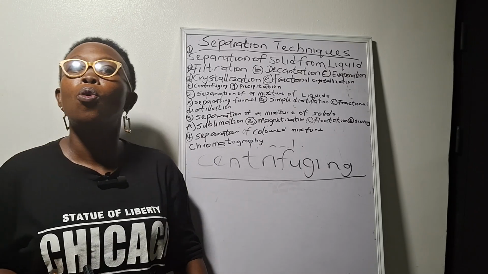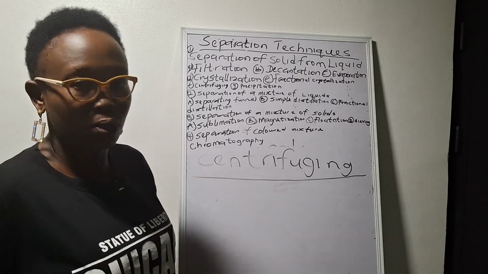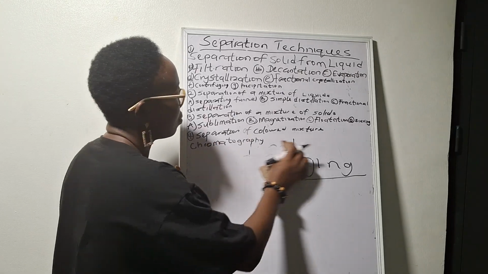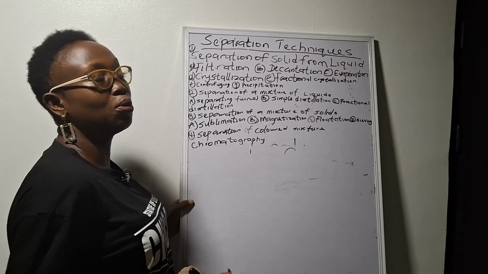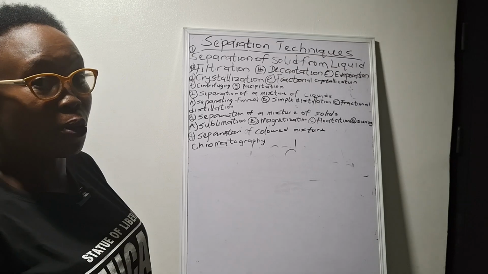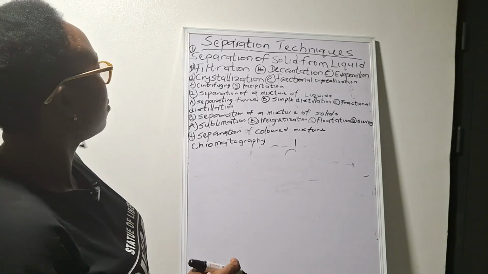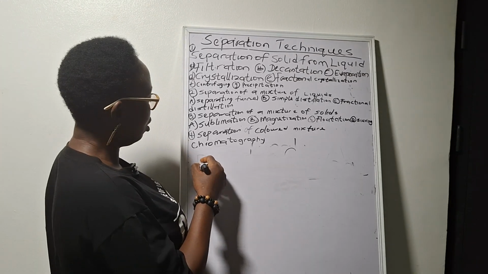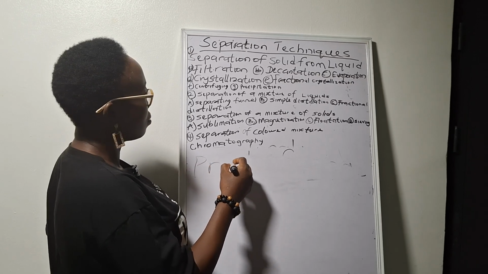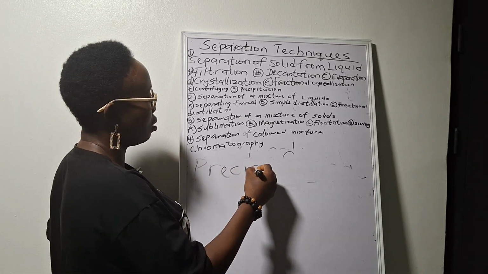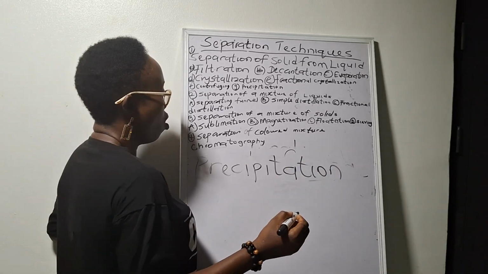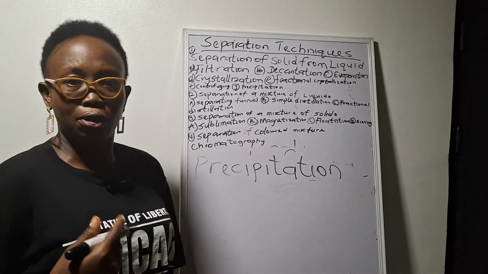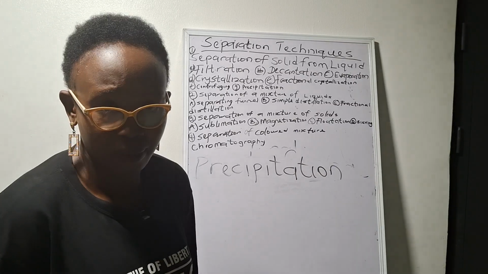Let's move to the precipitation method. All these methods, we are still using them to separate a solid from a liquid. Let's talk about precipitation. You may hear about precipitating a substance. What does this mean?